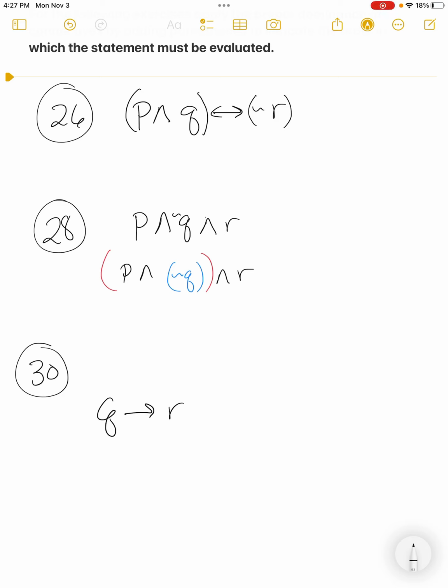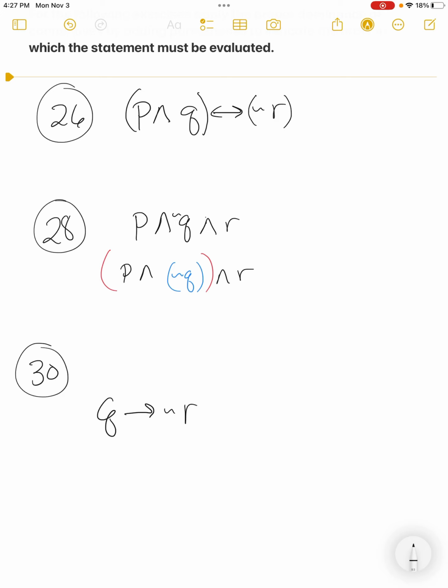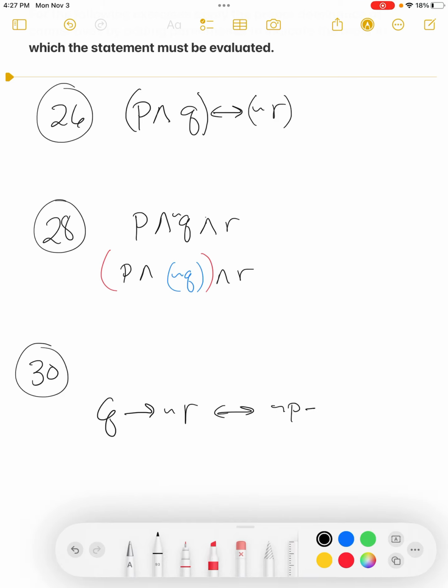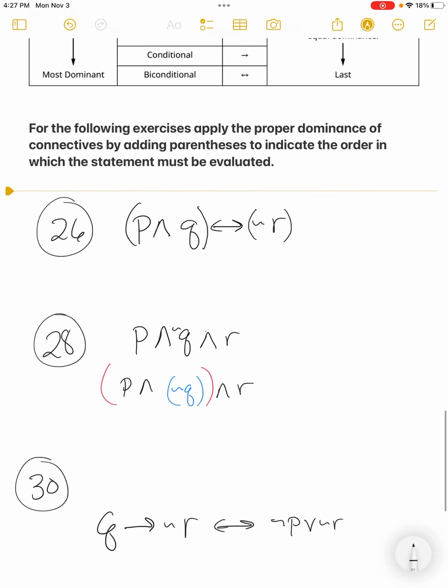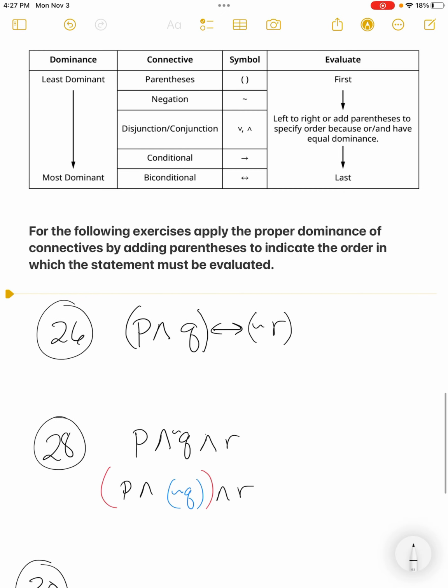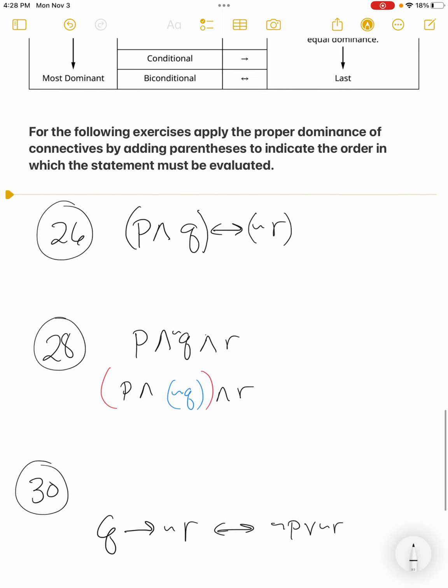So 30 says Q goes to R. It does not say that. Let me back that up. Q goes to the negation of R if and only if the negation of P or the negation of R. So we're going to look at our order of operations here. Negations happen first, so we would do both of those negations. I'm not sure I need to put that in parentheses.